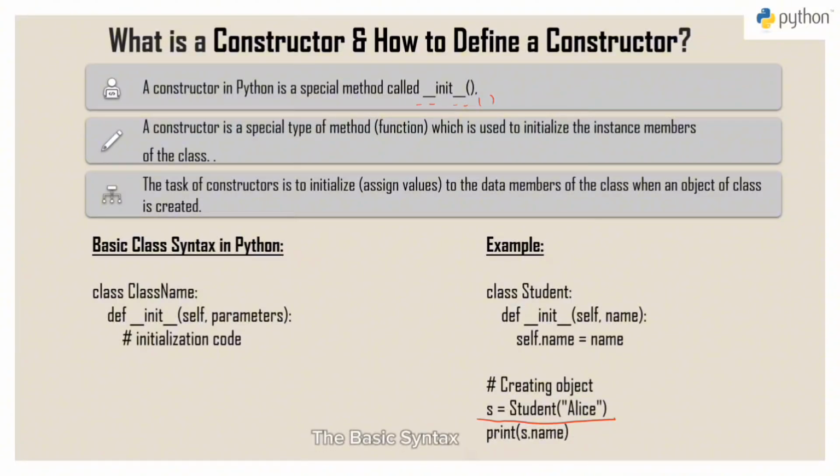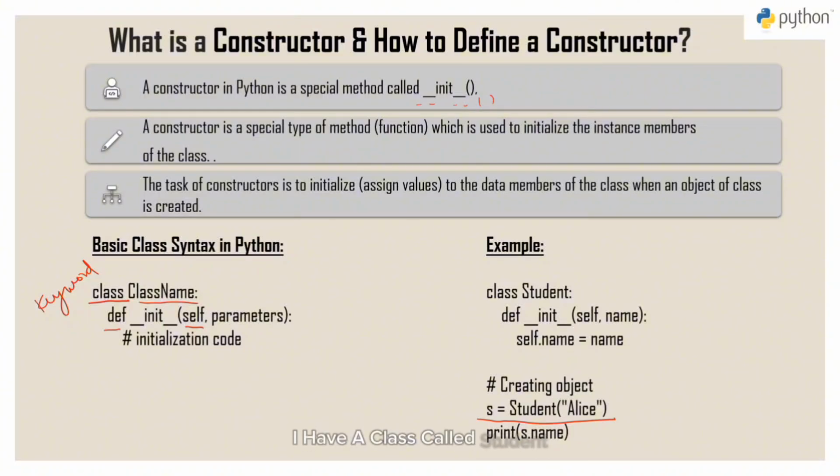The basic syntax is: class. This class is a keyword. Class name, colon. Def again is a keyword. Double underscore init double underscore. The self parameter has to be the first parameter when you are writing a constructor, or whenever you are writing a method inside a class. So you can see this example.